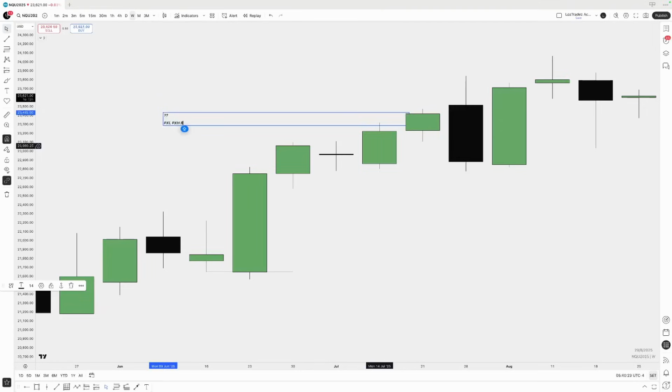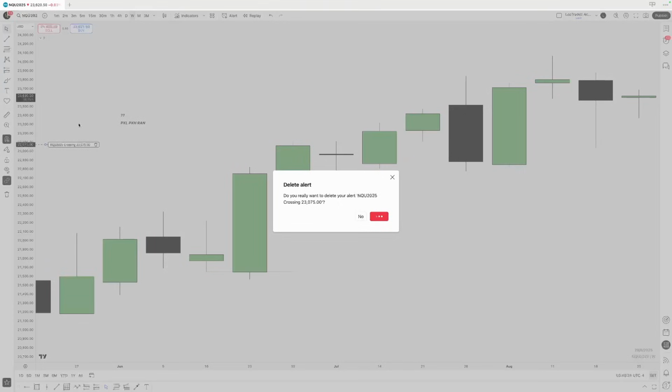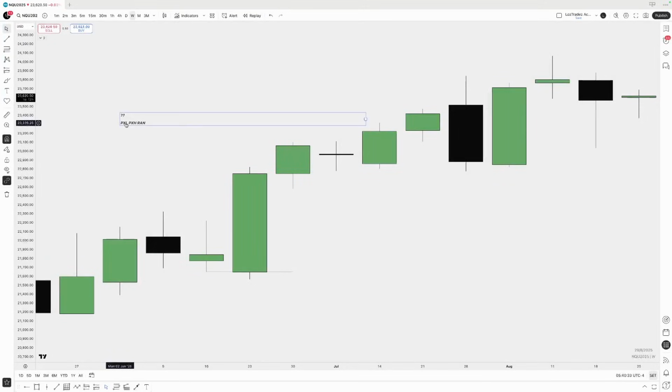Ran. Okay. PXL and PXH ran. What does that mean? What's PXL and what is PXH? PXL is previous something low. PXH is previous something high. Okay? In reference to the weekly candle, what do you think we want to see ran in order for us to expand and get on side with that expansion?